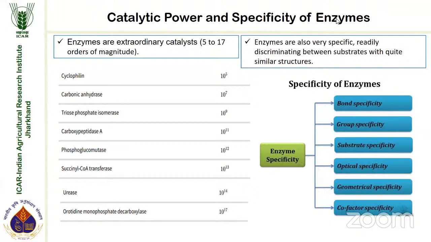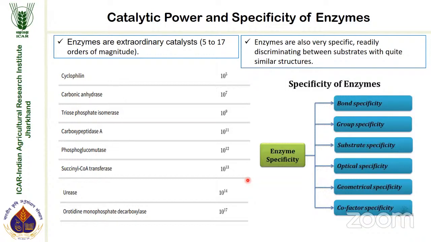Yes, sir. So like orotidine monophosphate decarboxylase, OMP decarboxylase, this is the most efficient enzyme known on this planet. You see the magnitude with which it enhances the rate of reaction: this is 10 to the power 17 times. If a normal reaction has a probability of getting catalysis of 1.